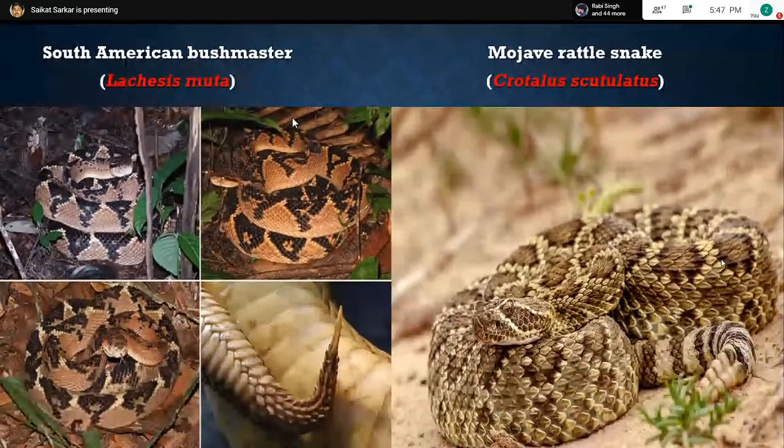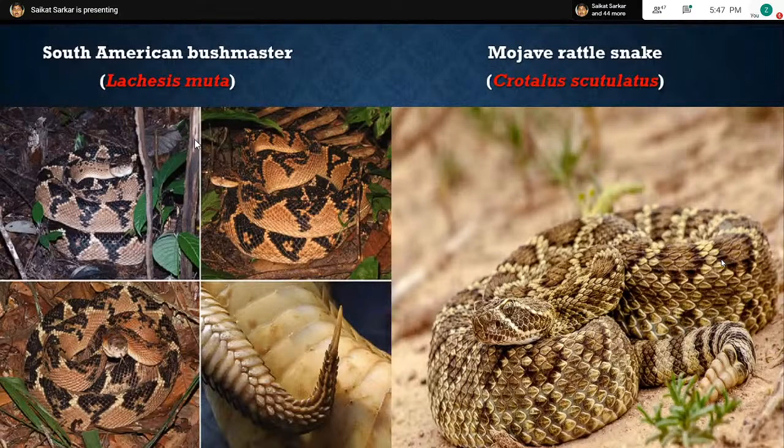Now, as I said, the American pit vipers may or may not have this particular rattle organ. This is one species that does not have a rattle, the South American bushmaster, Lachesis muta. And this Lachesis muta has another record in its name.